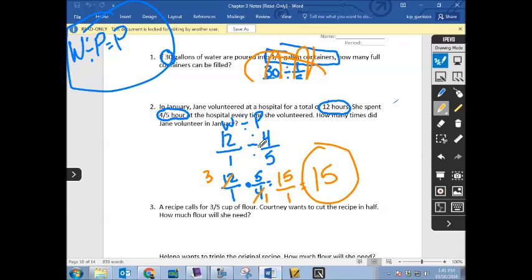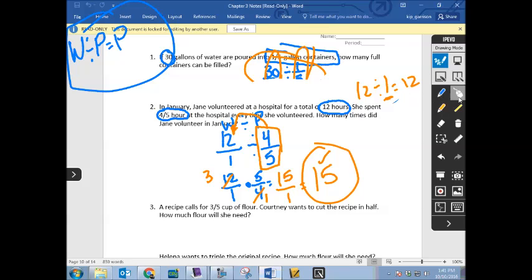So she spent 12 hours volunteering. Each time she was there, she spent less than an hour. So if she spent less than an hour, that means she's going to have to be there more than 12 times, right? That's why the number got bigger, because you're saying how many groups of 4/5 would go into 12, which means if this number is less than 1, this number is going to get bigger because she's spending less than an hour there. If this was 12 divided by 1, and she spent 1 hour each time she went, she would have gone 12 times, right?